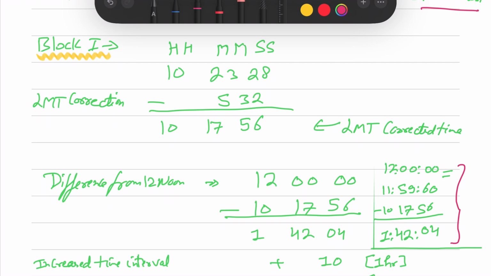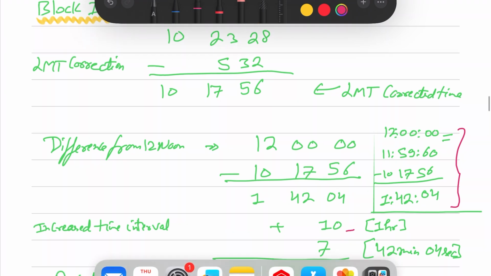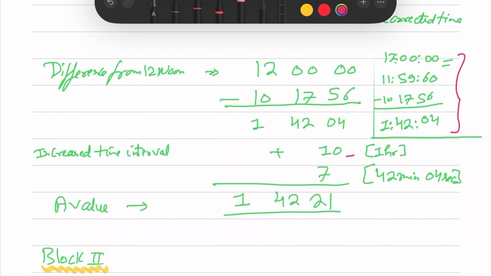Here I have shown you the calculation, how we solve it. And after that we'll use the table of ascendant. Page 5, table 4. For increased time interval, for 1 hour it is 10 seconds, and for 42 minutes and 4 seconds it is 7 seconds. So we add it. So we get the A value as 1 hour 42 minutes and 21 seconds.